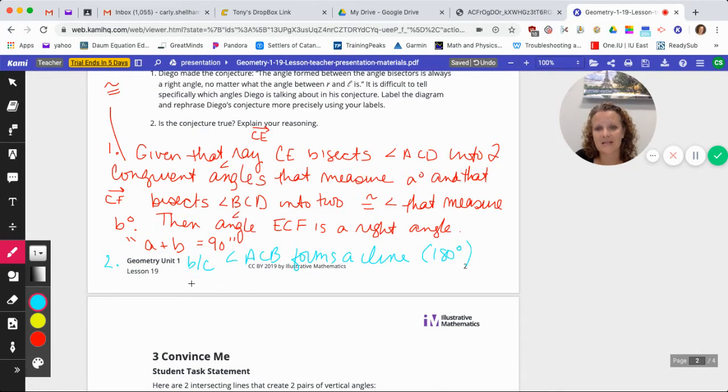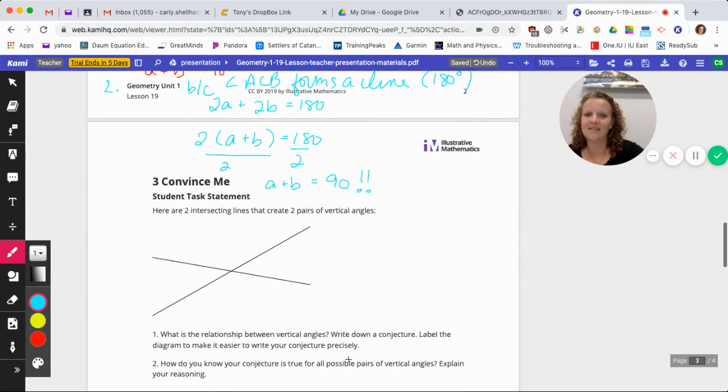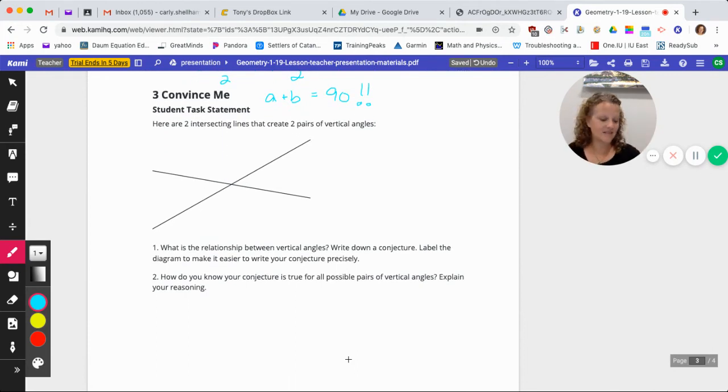If I bisect, well, that forms 180 degrees. If I do 2 times A plus 2 times B, that's going to be 180 degrees, right? So now I can do some algebra magic, factor out a 2, divide both sides by 2, and I get A plus B equals 90. Okay, I think that can be magic, right? That's pretty cool. So yeah, those all make sense. Mathematically, algebraically, geometrically, all make sense. It's pretty cool.